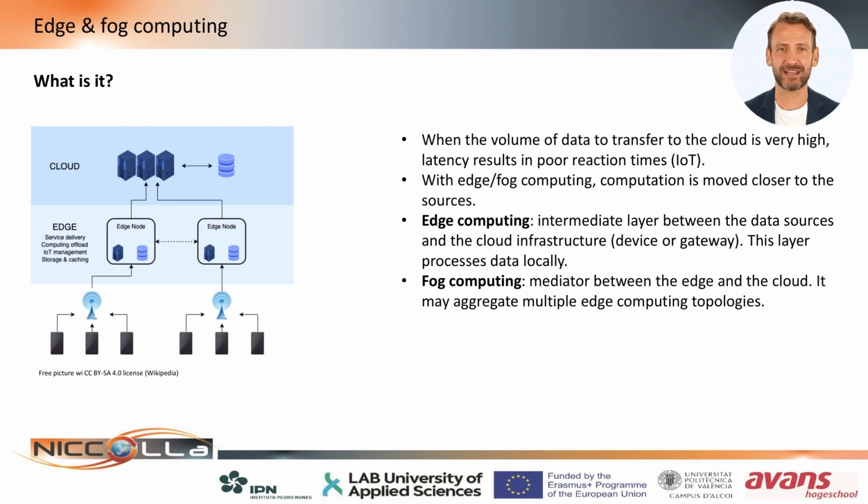In the case of edge computing, an intermediate layer between the data sources and the cloud infrastructure is imposed. This layer is typically a router or gateway which receives all the data coming from a local network and does some partial processing locally before transferring the results to the cloud. Fog computing involves yet another intermediate layer between the edge and the cloud. It aggregates multiple edge computing topologies. These solutions are specially tailored for Internet of Things networks.